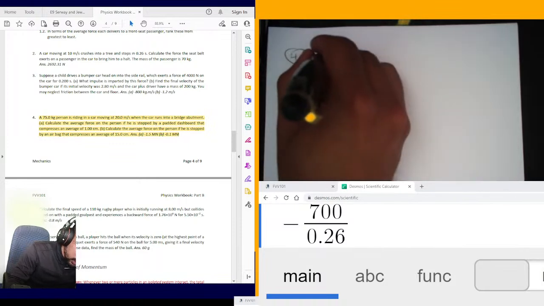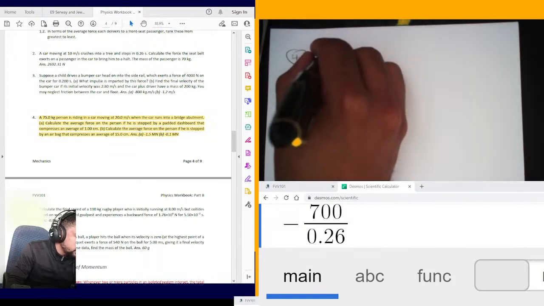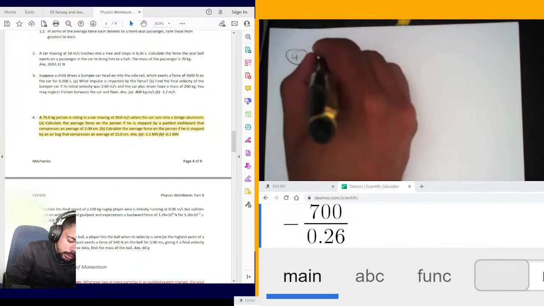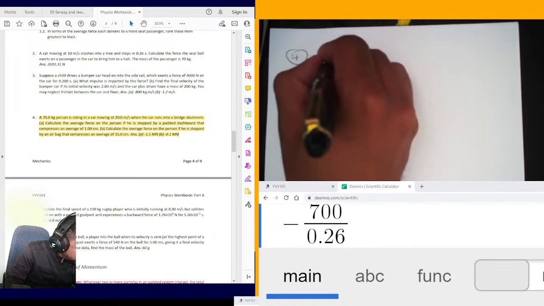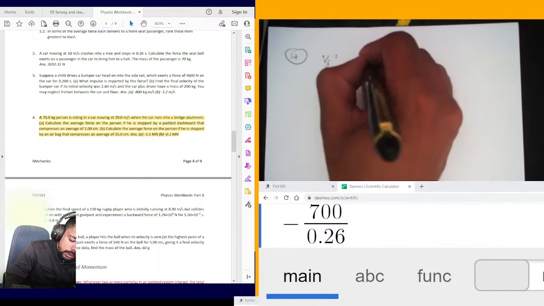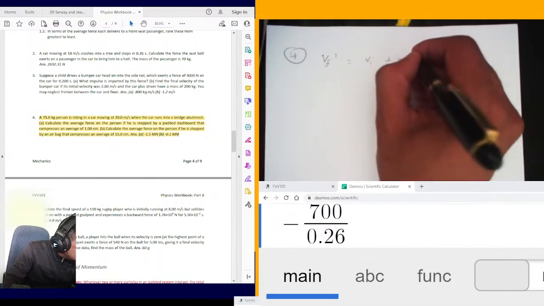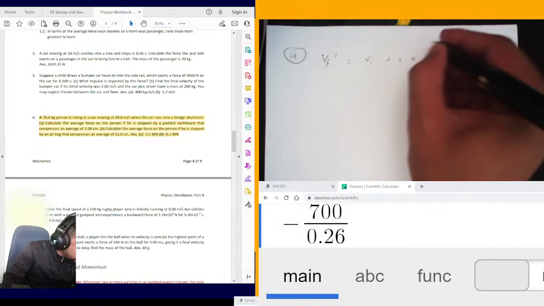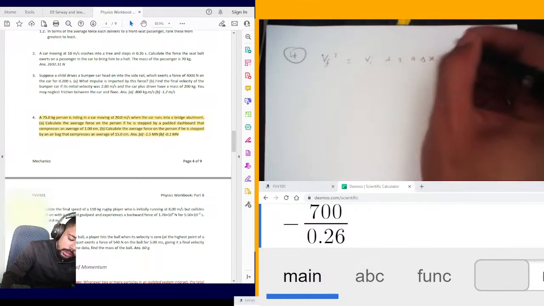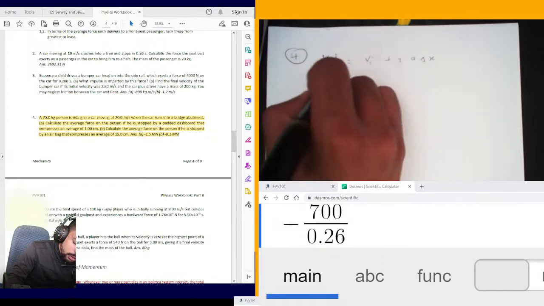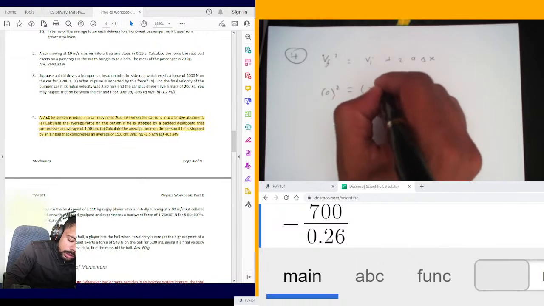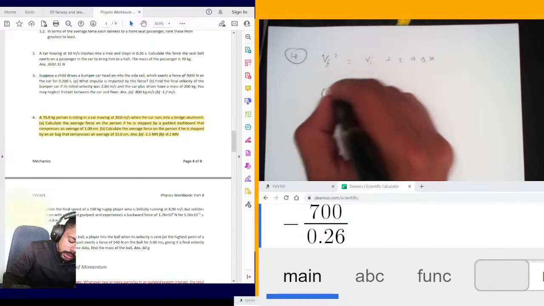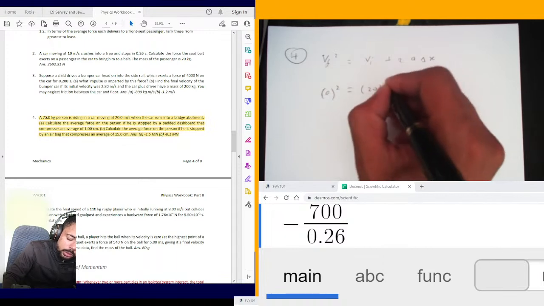First of all, you need to calculate the acceleration. They said calculate the average force. Now we can calculate the force if we have the acceleration. Okay, so the velocity final squared is equal to the velocity initial squared plus 2 times the acceleration times the change in distance. Now the final velocity is 0 because you come to a stop. The initial speed is 20 meters per second.